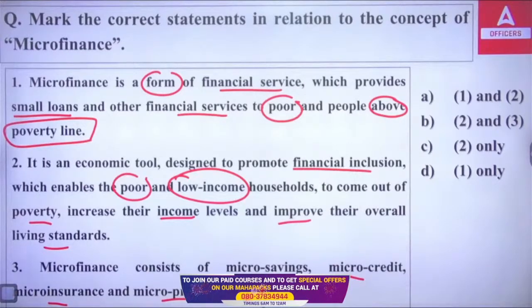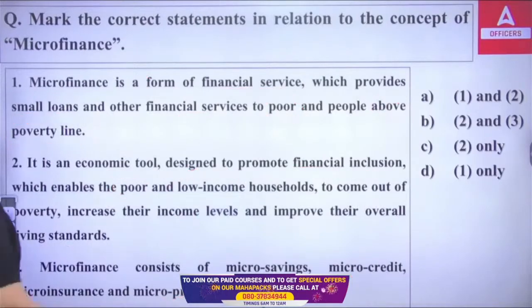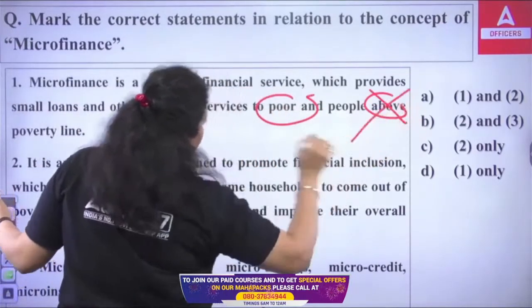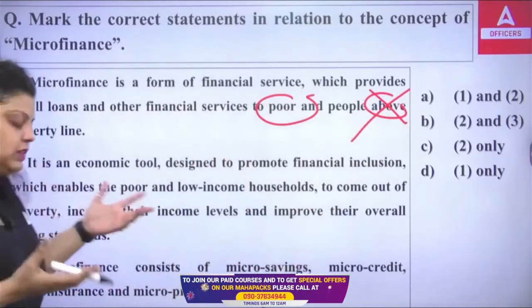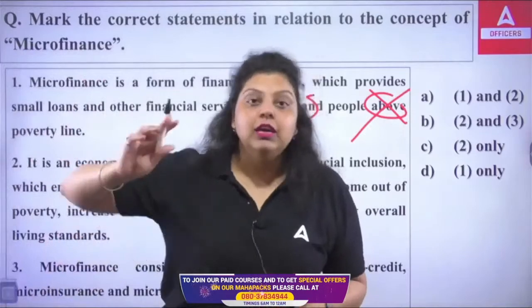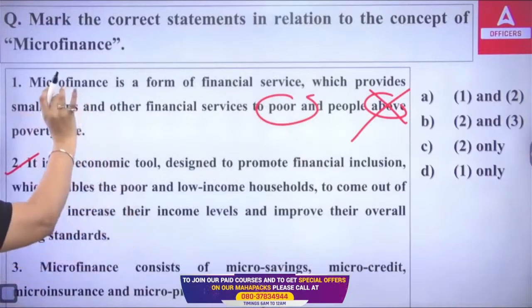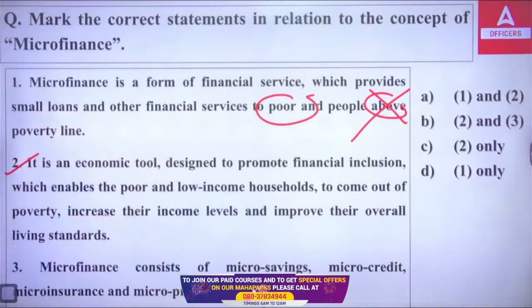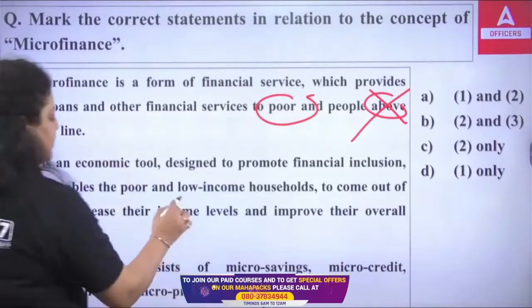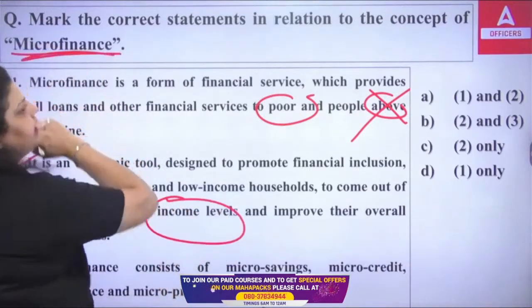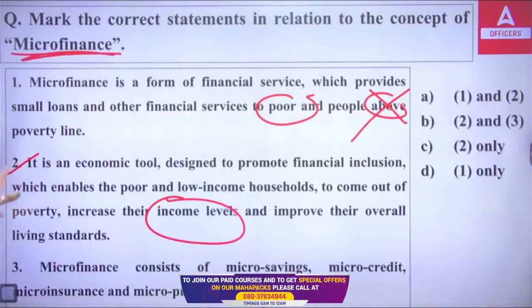So the right answer here, if you see, the first option is saying it will be provided to the poor and above. No. Above poverty line people will have a lot of services with the bank. They do not need microfinance. They are already the above poverty line population. Then the second is 100% correct: an economic tool to promote financial inclusion in the country, enabling the poor and low income households to come out of poverty and also increase their income level. On the basis of income level, the micro loan will be provided to the people. And what is that income level? I will let you know at the end of the session because one more question is there on the same topic.